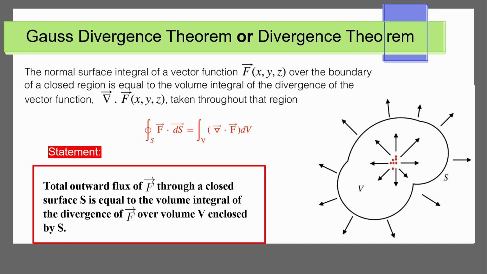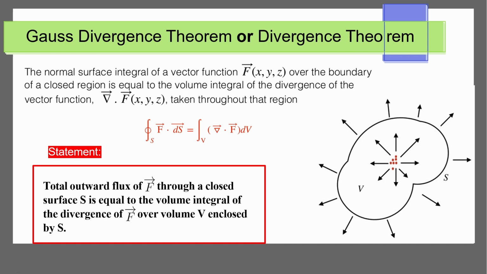Now let's talk about some theorems of vector calculus, that is Gauss's divergence theorem and Stokes' theorem. These theorems connect integrals over different dimensions and make our calculations simpler. So, Gauss's divergence theorem. This theorem relates the flux of a vector field through a closed surface to the divergence of the field inside the volume. It basically states that the total outward flux of some vector f through a closed surface S is equal to the volume integral of the divergence of f over the volume V enclosed by the surface S.